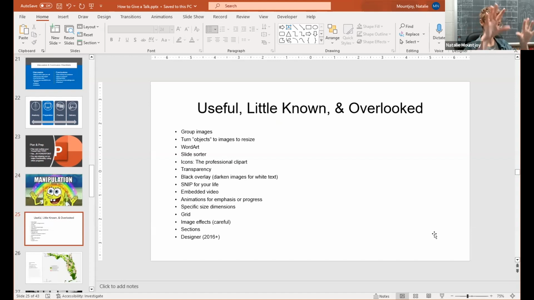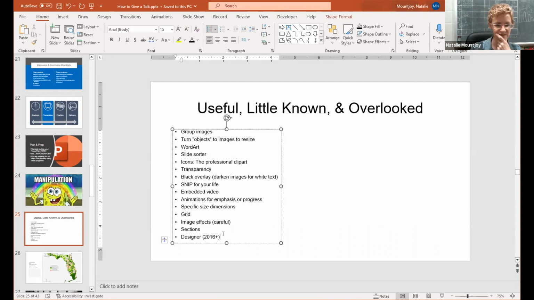So I just kind of randomly typed out this list, like my favorite things about PowerPoint, right? Useful, little known, and overlooked. Here's the list. This is boring. I would never present this. Okay. But it's really simple to turn this into something that I would be perfectly happy to present.